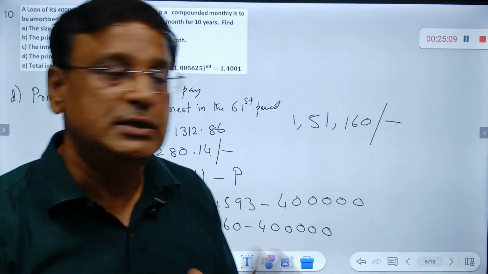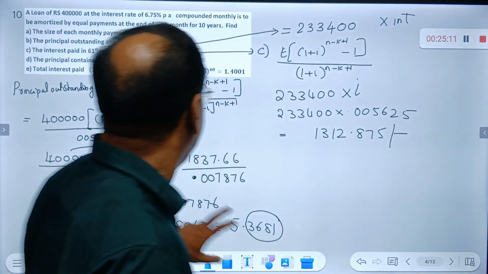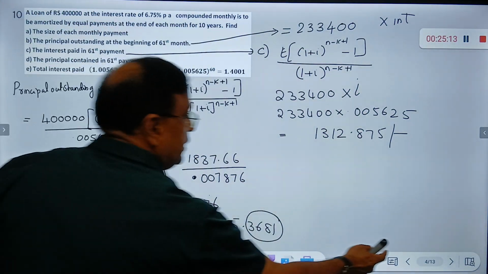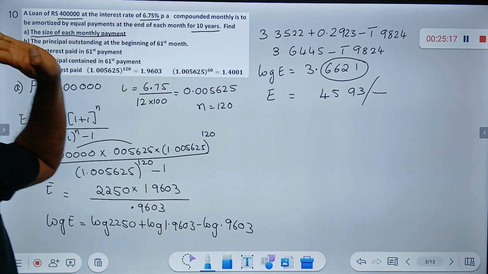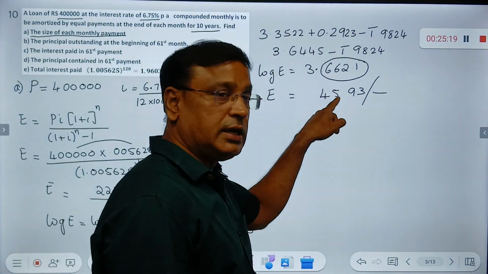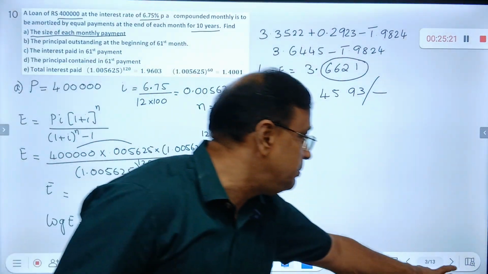1,51,160 alone as interest. So let's recap this problem. First of all, I have to find EMI. That is pretty simple. Direct formula. I apply it, use logarithm and get the answer. Make sure this is correct, then only the other subdivisions will be right.